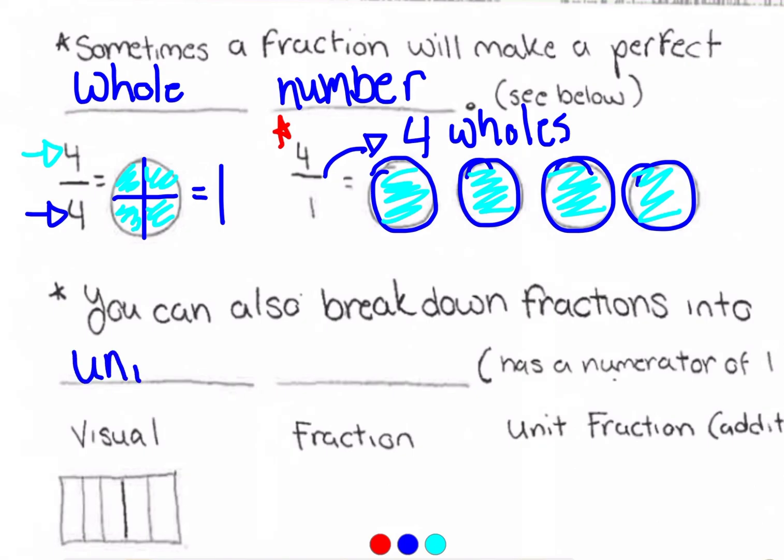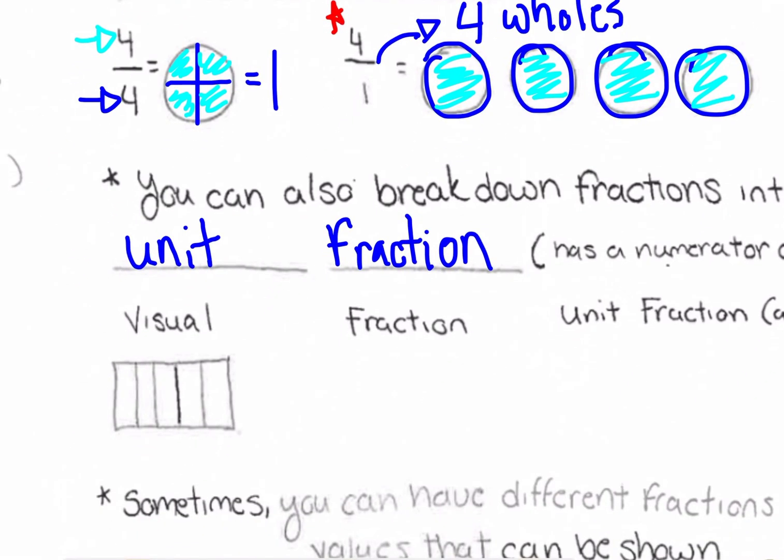Now, another way you could also break it down is into what's called a unit fraction. It has a numerator of 1. So let's think about this. It's how you'd actually normally eat pizza. That's the way I tell people. Unit fractions are like how you'd normally eat pizza. So let's say this slice, and this slice, and this slice.